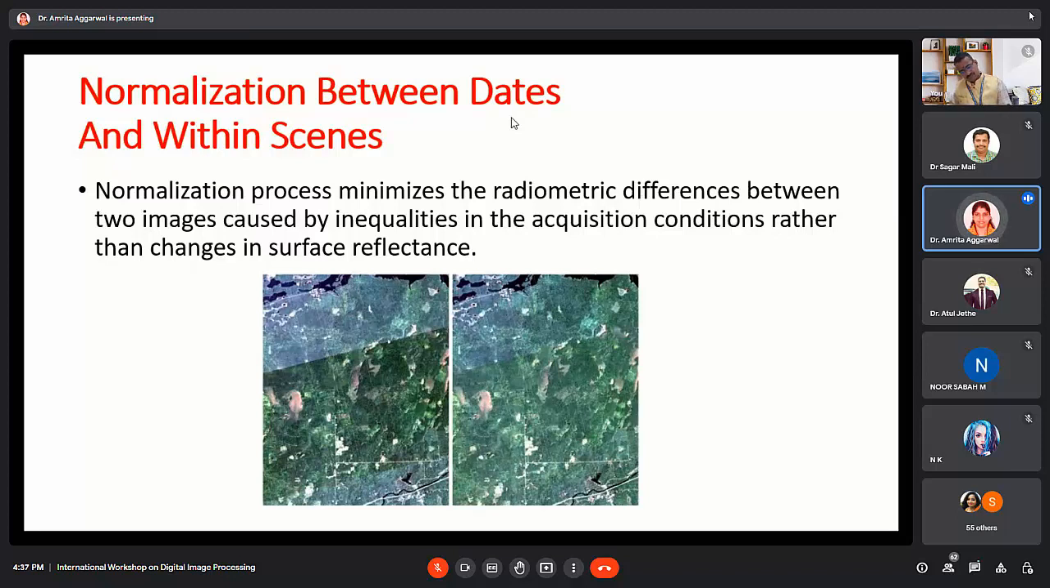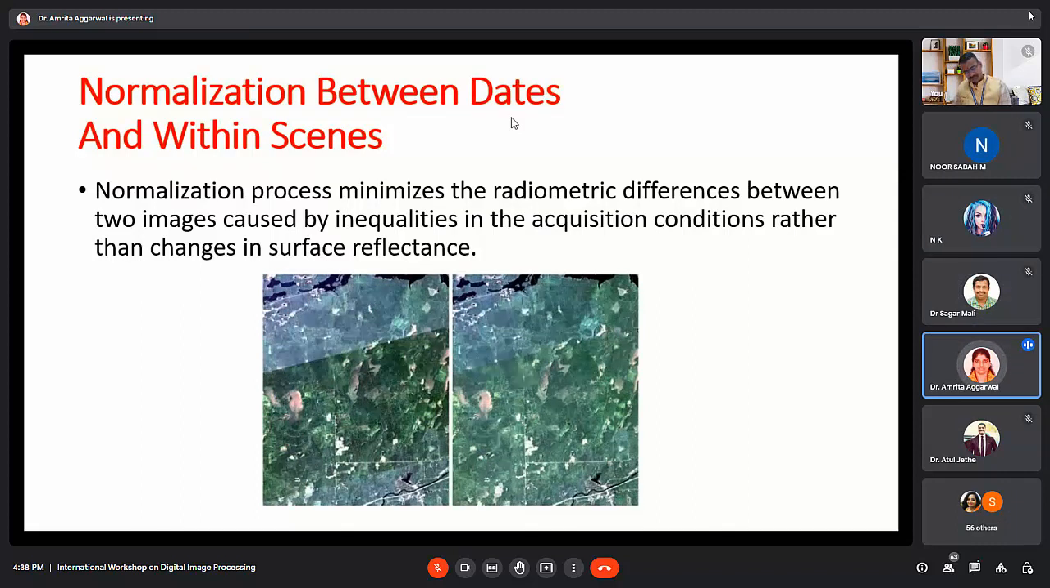This process is called normalization. It minimizes the difference between two imageries caused by inequalities, inequalities due to atmospheric problems, inequalities due to sensor problems, whatever the problems may be. It does not change the reflectance, but it will minimize the error and the disturbance. So if there was water before and there is water now also, you will be able to identify it as water only, but maybe to a limited extent. But once normalization is done, you can identify it to the maximum extent.